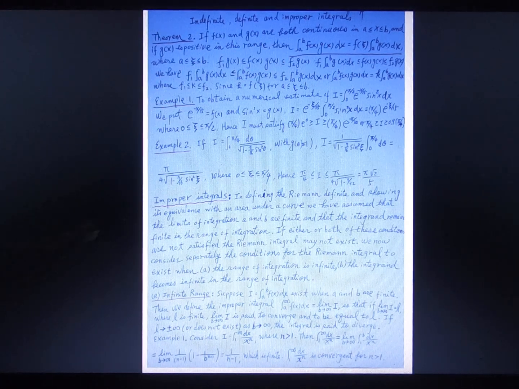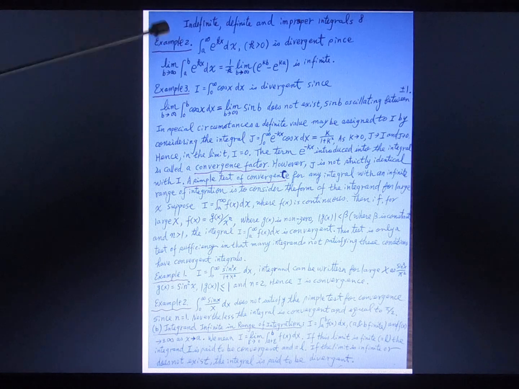Improper integral is if the integral has an infinite range, for example 1 to infinity, and you can do it this way. And another case is when the integrand is infinity. So these are a couple of examples when the range is infinity.